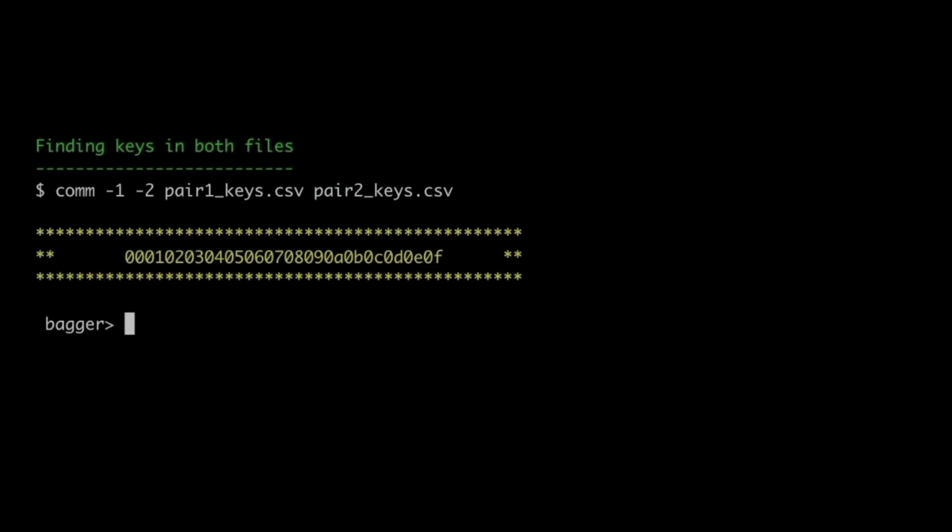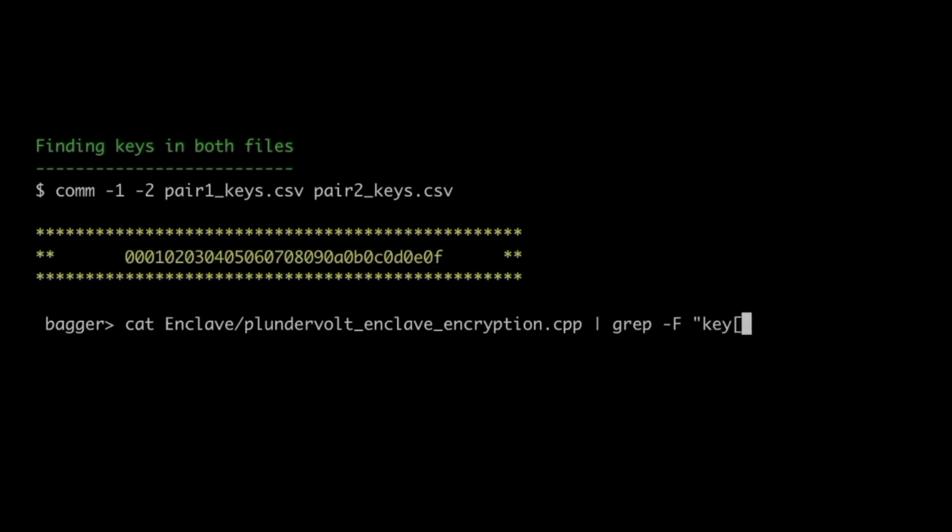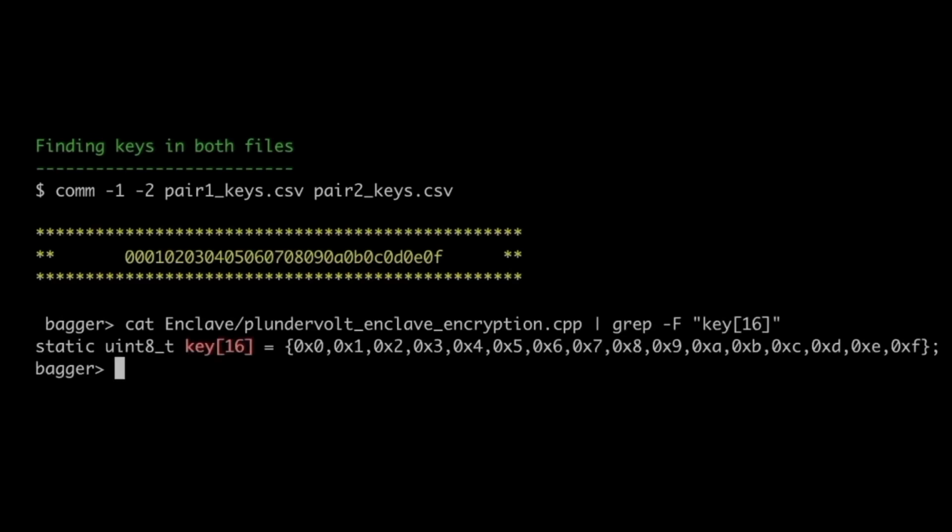Just to show that we didn't cheat, let's look at the enclave code and grep for the key, and indeed we recover this value. As I said, we used two pairs in this example. You could also get away with one pair and then brute force over all the candidates if you have a known plaintext, for instance.